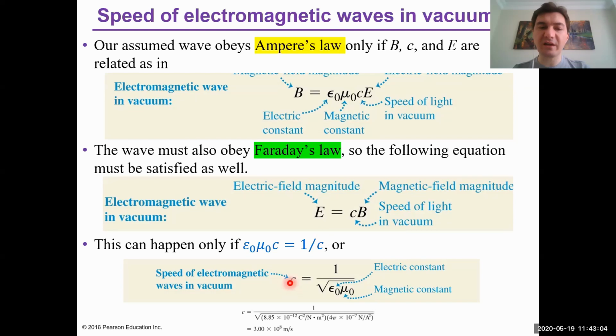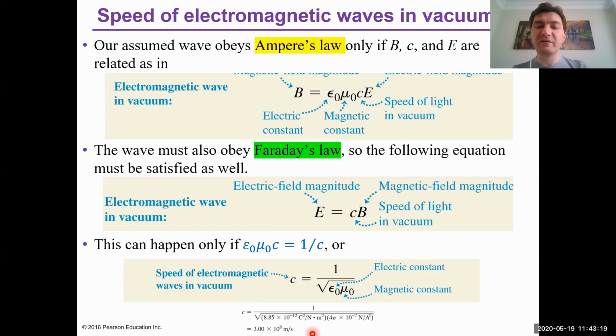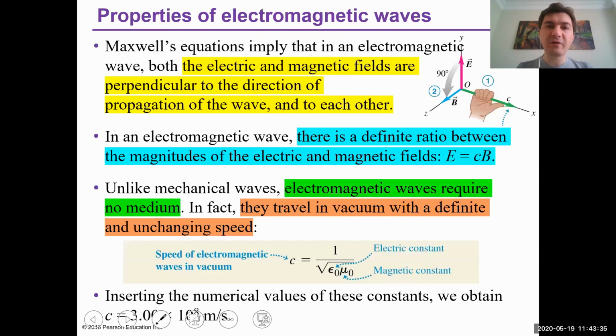C is the speed of electromagnetic waves in vacuum, can be given with that expression, 1 over square root of epsilon 0 mu 0. If you calculate it, it is given by 3 times 10 to the 8 meter per second. This is the speed of electromagnetic waves, speed of light in vacuum conditions. Don't forget, the speed of electromagnetic waves in matter, in medium, is different. We will discuss this one during the next lecture. So now let's try to focus on the properties of electromagnetic waves.